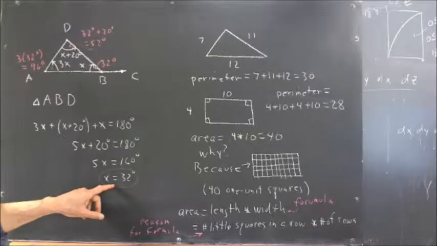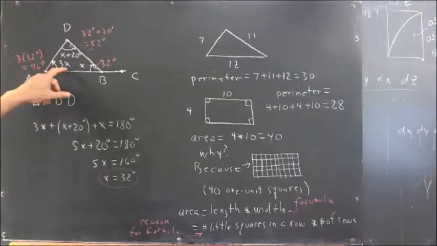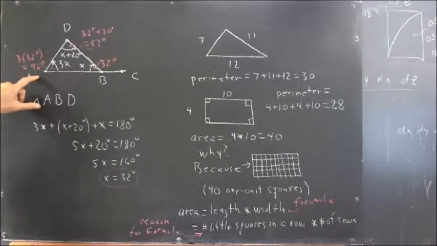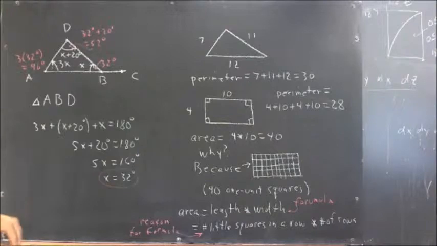So if x is 32 degrees, we can come back up here. 3x is then 3 times 32 degrees, or 96 degrees. I know this doesn't look like 96 degrees, but remember what I said previously: the figure doesn't have to be realistic.